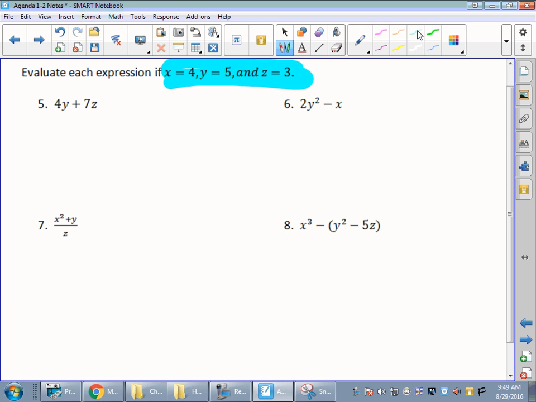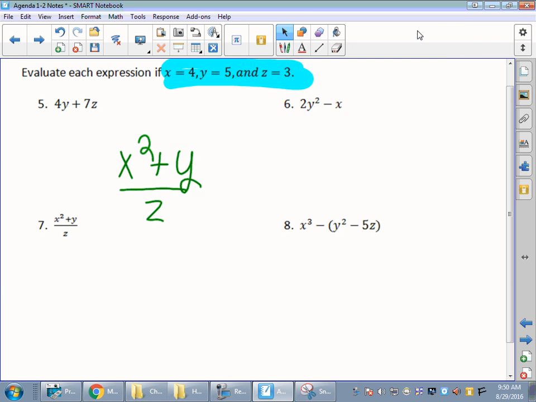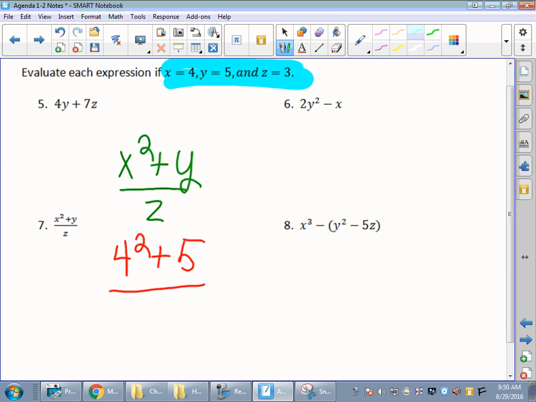So when I go to number 7 and I've got X squared plus Y all over Z, I'm going to put the correct values in there. So X squared is going to be 4 squared plus the value of Y is 5, all over 3. I want you to show that substitution. I want to know what numbers. So now, do we have any parentheses? Grouping symbols? Exponents. 4 squared, right? So I've got 4 squared, which is 16, plus 5, all over 3.